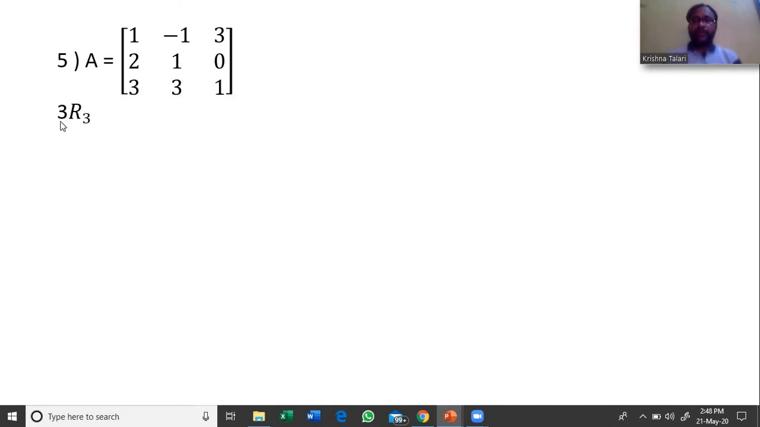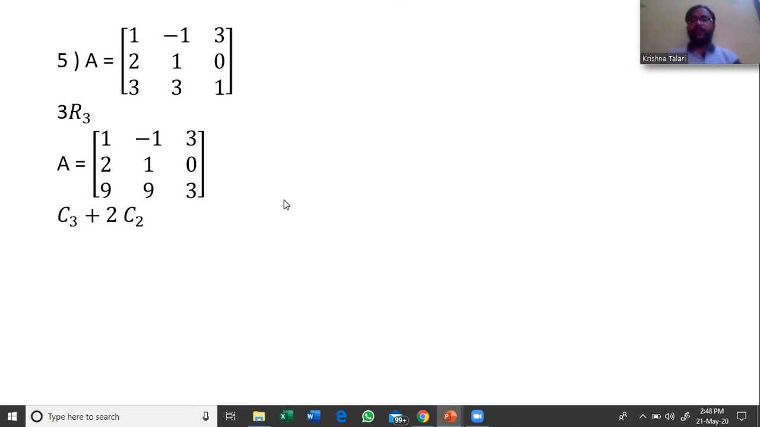They have told you we are supposed to find 3 times R3. That is, I am supposed to multiply each and every element in the third row by 3. So you'll be getting this as, see, multiplying the elements in the third row by 3. That is 3 into 3 would be 9. 3 into 3 is 9. 3 into 1 would be 3.